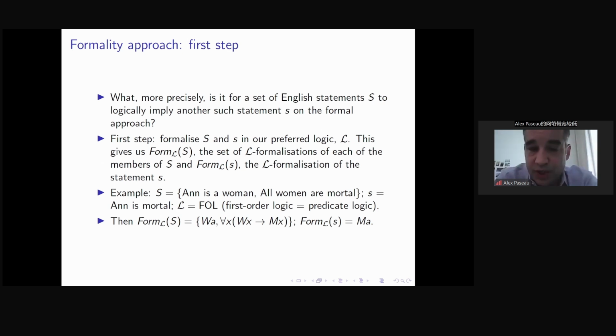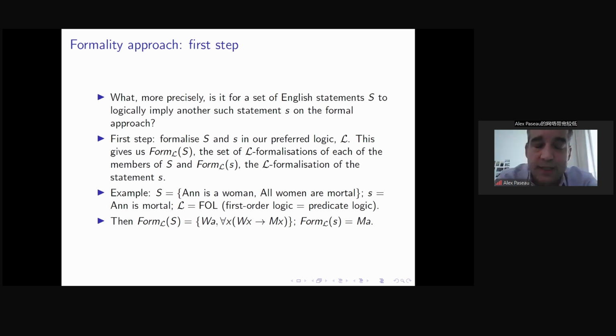This gives us the formalization in L of big S, that's the set of L formalizations of each of the members of big S, and the formalization in L of little s, the L formalization of the statement s. So I've got the subscript L here. That's the formalization into a particular logic, a particular formal language. And we've got big S, a set of statements, and little s, which is a statement which big S may or may not imply.